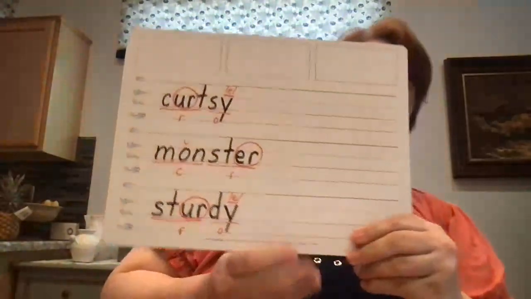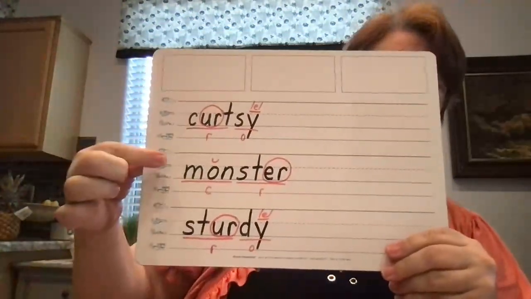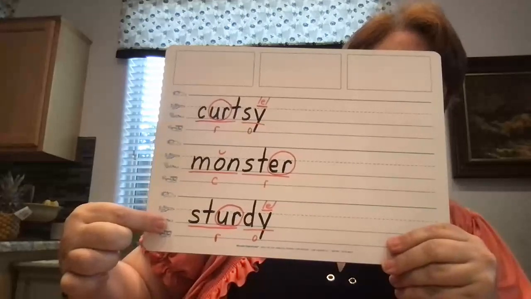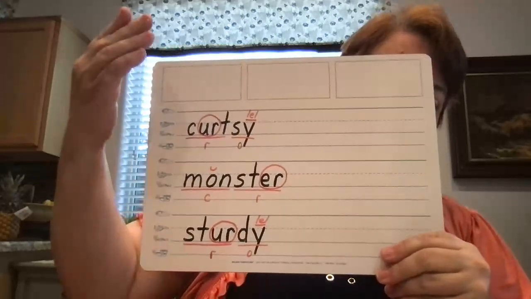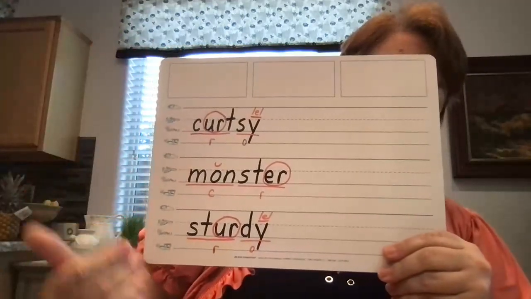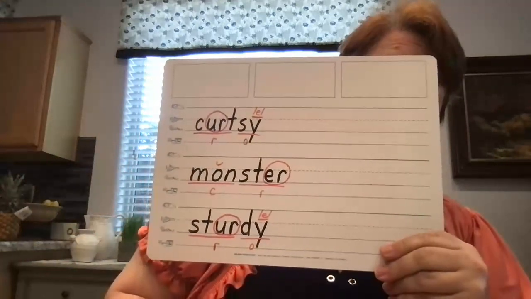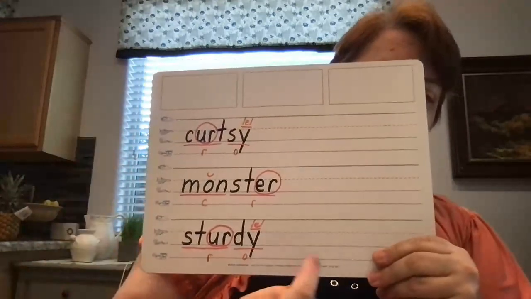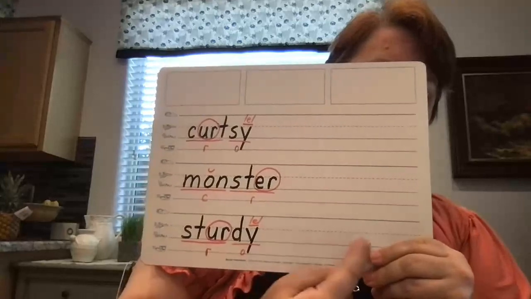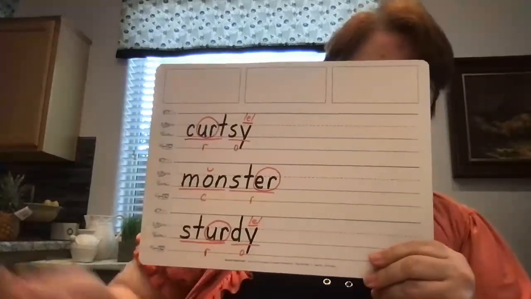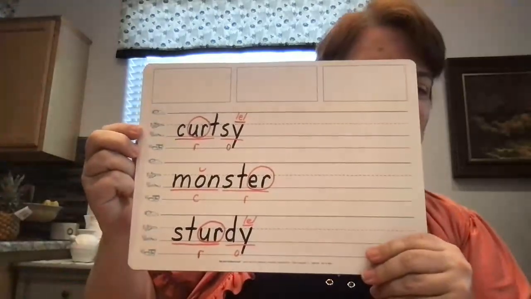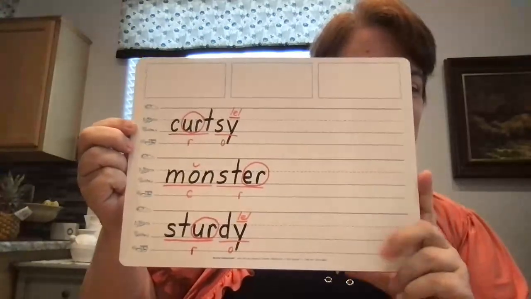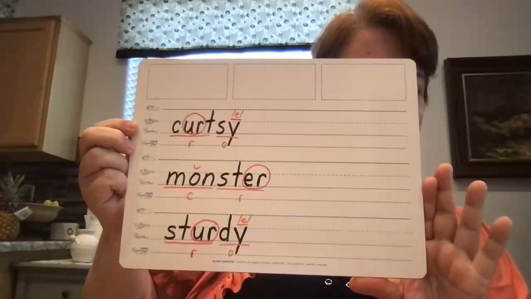Okay, now it's ready to check our words. We have the word curtsy, monster, sturdy. Pause the video while you check and make sure that you've spelled and marked them correctly. If you have messed up on one of them, spell it correctly over here and mark it correctly over here so that you have practiced doing it correctly. Make sure you pause the video while you're doing this.